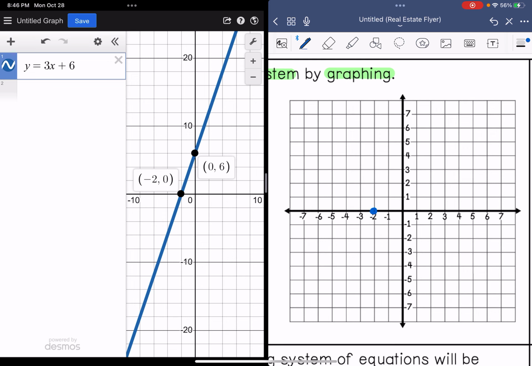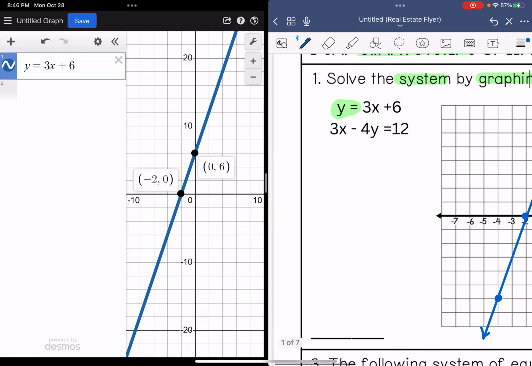I see a point here at (-2, 0), and a point up here at (0, 6). I'm going to go ahead and get one more point. I see one down here. I guess that one's not going to fit on my graph. I see one right here at (4, -6). And with those points, I'm going to connect my lines. And I'm halfway done.